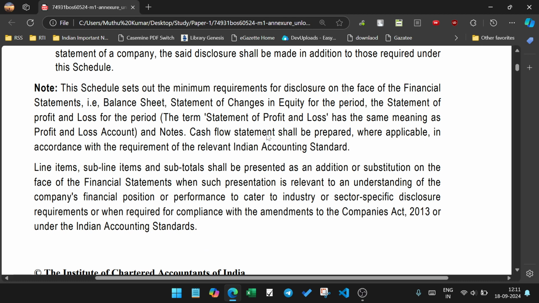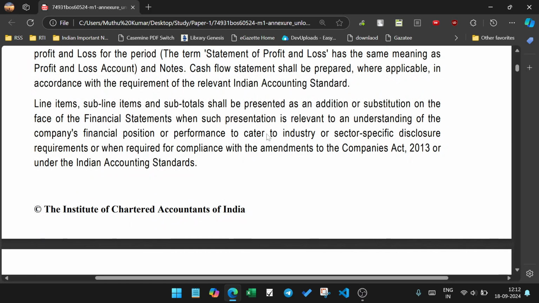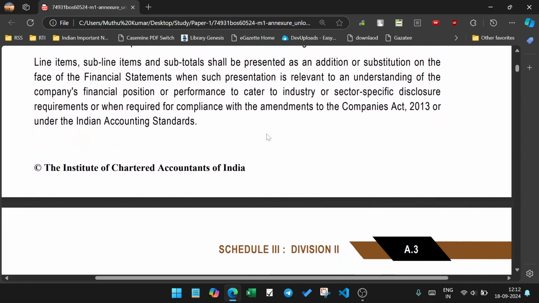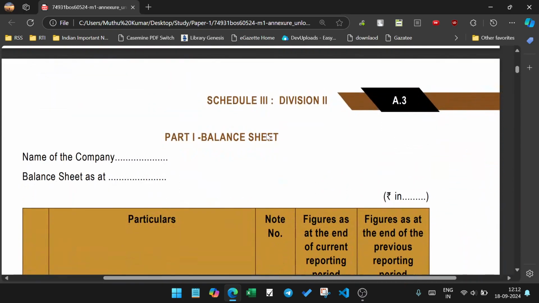Under notes, the cash flow statement shall be prepared, where applicable, in accordance with the requirements of the relevant Indian Accounting Standard. The line item, sub-line item, and subtotal shall be presented as an addition or substitution on the face of the financial statement, when such presentation is relevant to the understanding of the company's position and performance, required by the industry, or a specific disclosure requirement, or when required for compliance with the amendment of Companies Act Section 13 and under the Indian Accounts Act.